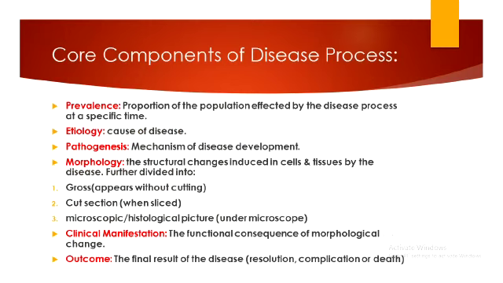There are a few core components of the disease process. First is prevalence, which is defined as the proportion of the population affected by the disease process at a specific time, which includes the number of already existing cases plus the number of new cases per million population.